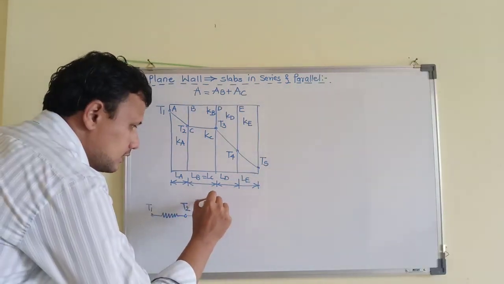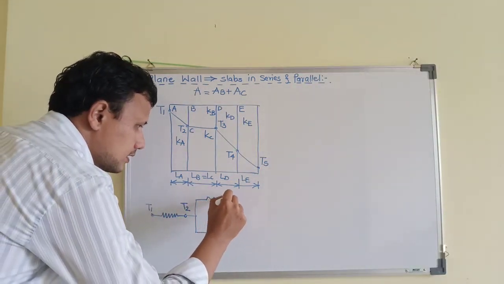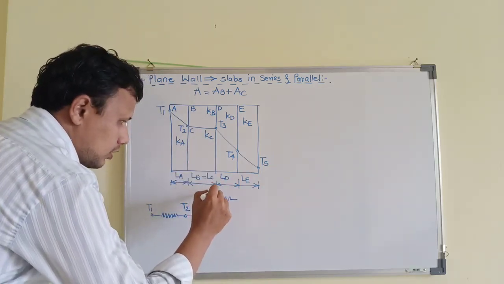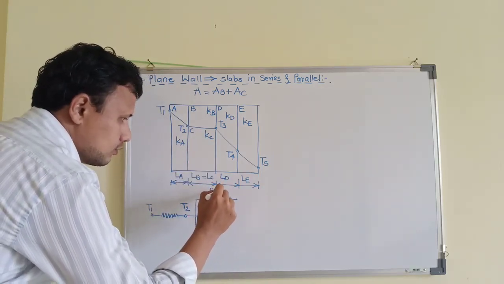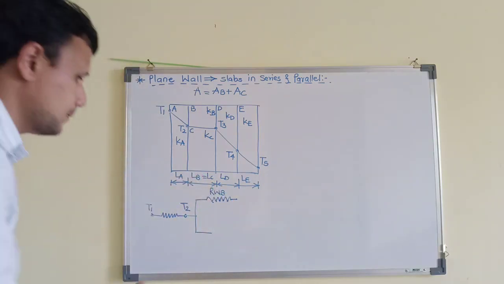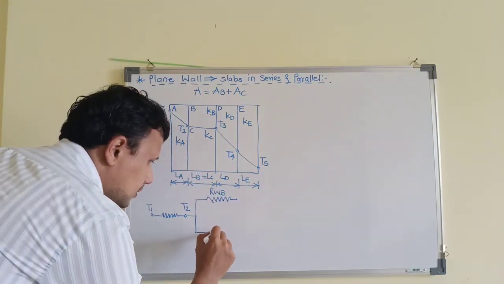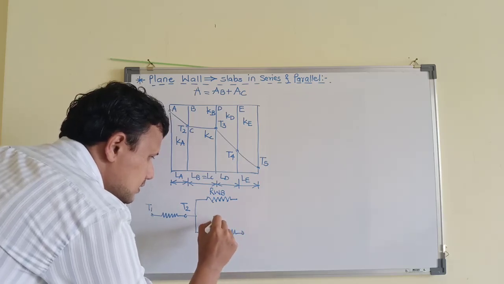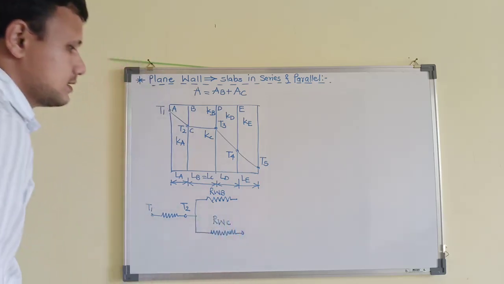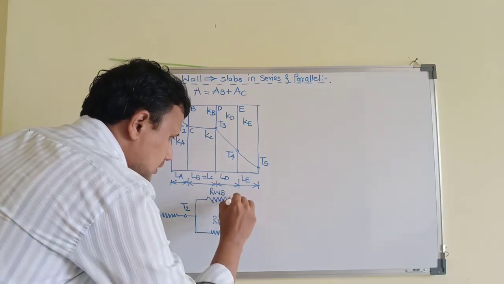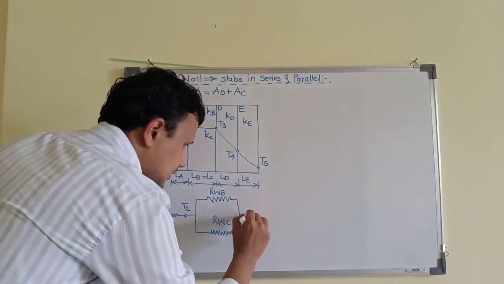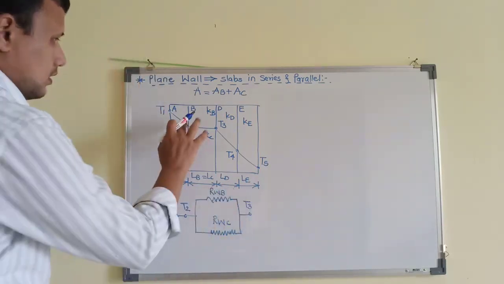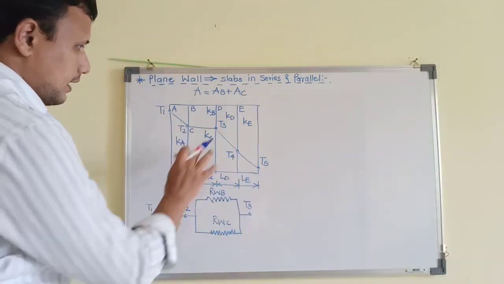So it will have a resistance arrangement for the upper material. This will be conduction, so it is the resistance of the wall made up of material B, and the resistance at the bottom, this one, will be the resistance of the wall for material C. Then they will get connected and finally go up to T3. We have come to T3 now.